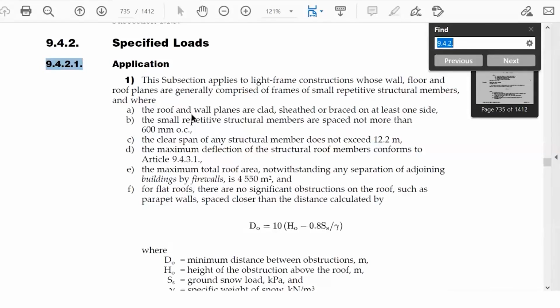Your roof and wall planes are clad. So this is for repetitive structural members, and they can be clad or braced and sheathed on one side at least. And the clear spans of structural members, that's 12.2 meters maximum.